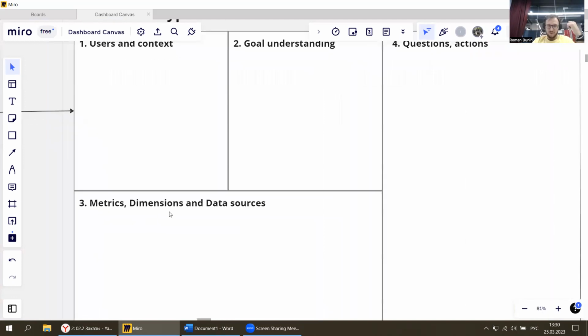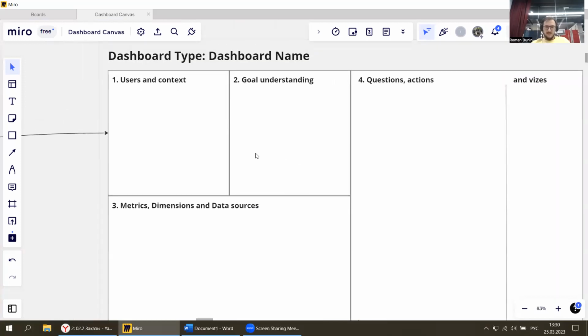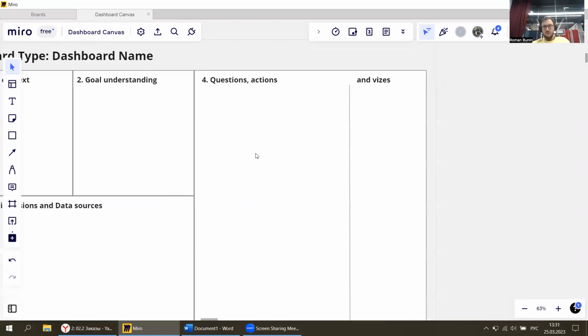The third block is about metrics and dimensions. It's really about what data you have, what metrics you have, and what dimensions you have, just a list of them. When you have all of this, you can go on to fill in the most important part of this canvas.